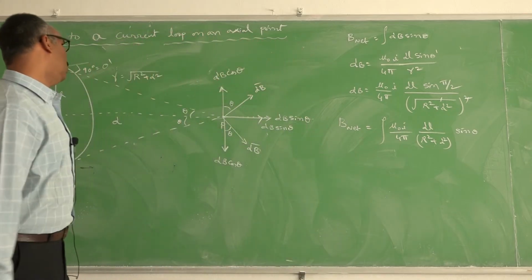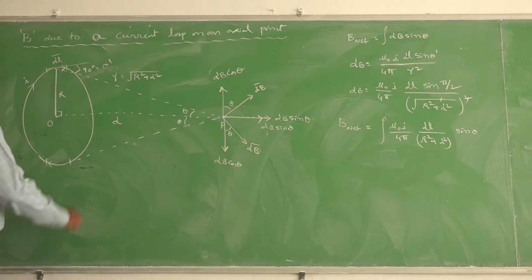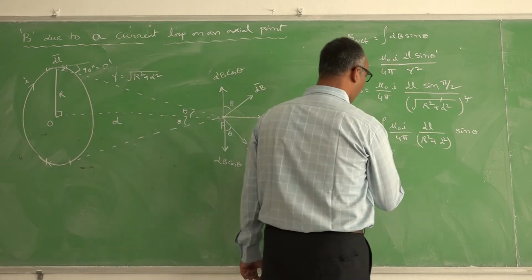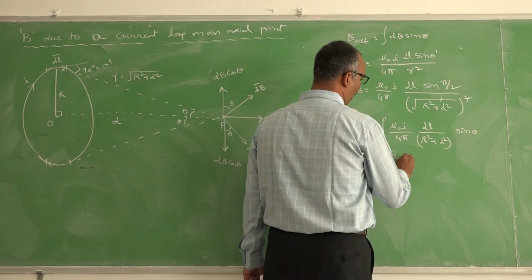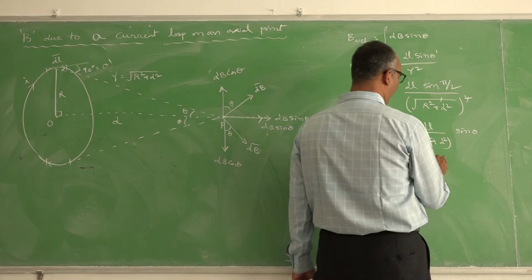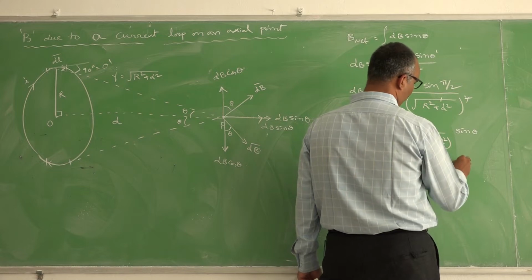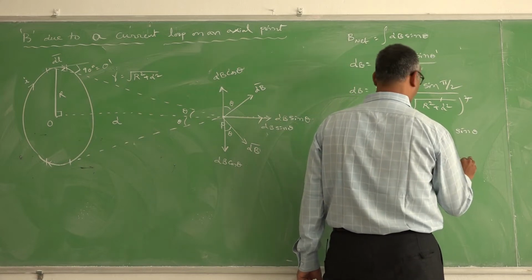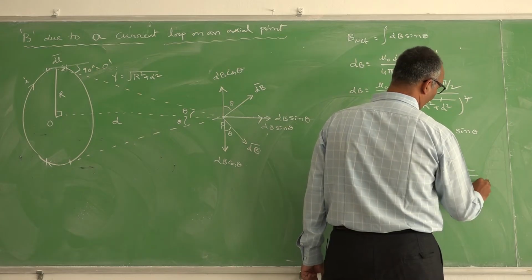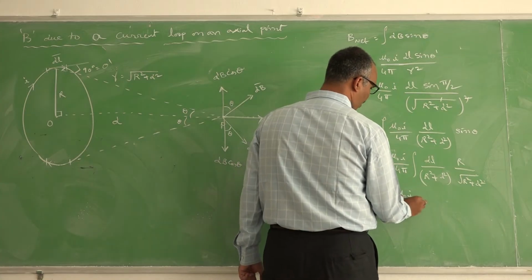As you know, this is a right angle triangle. Here sin theta is given by opposite side by hypotenuse. So, you will get mu naught I by 4 pi as constant. Let me take it out. dl by r square plus d square into sin theta, which means opposite side capital R by hypotenuse square root of r square plus d square. So, it becomes mu naught I by 4 pi.